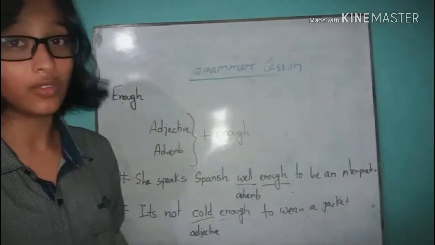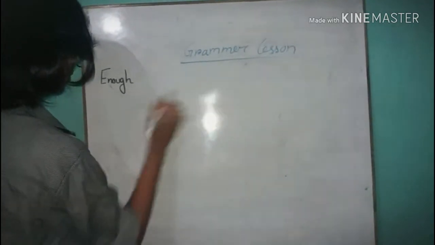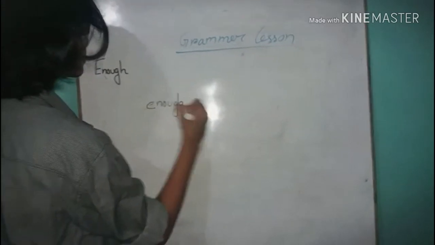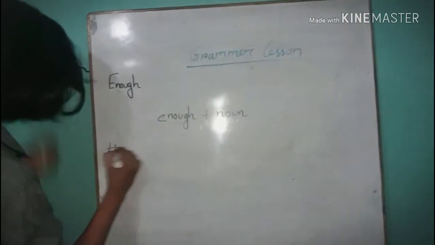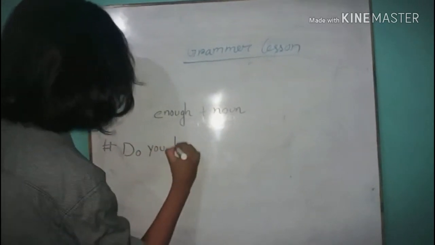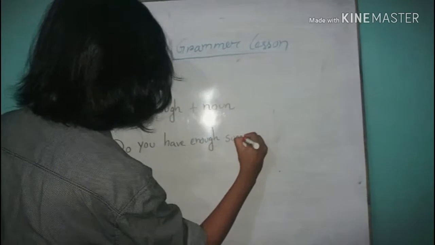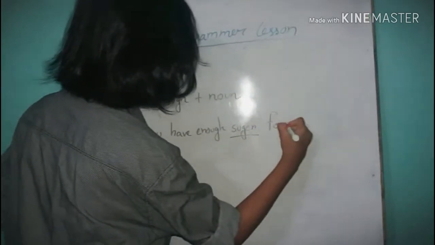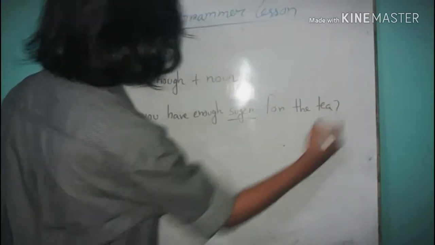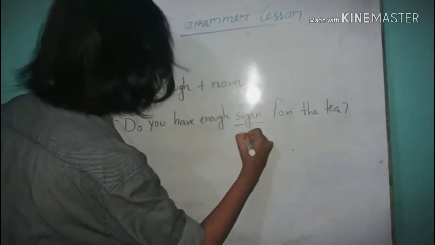Again, while modifying a noun, enough precedes the noun. Enough plus noun. That is, enough precedes the noun. Take for example, do you have enough sugar for the tea? Do you have enough sugar for the tea? Here, sugar is the noun.